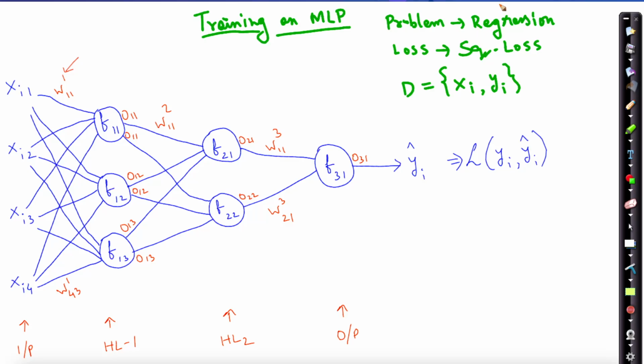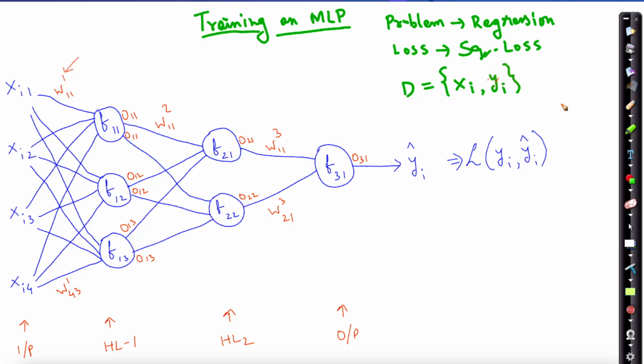Now without wasting much time, I'll go into the problem. Here the problem is regression, and obviously we are using the squared loss. The dataset is xi, yi, where xi is a 4-dimensional vector and yi is a scalar.